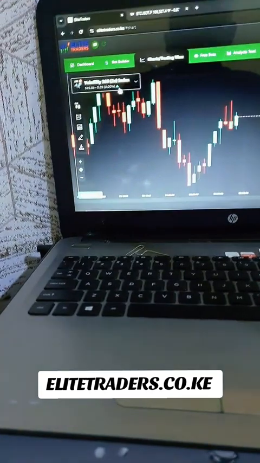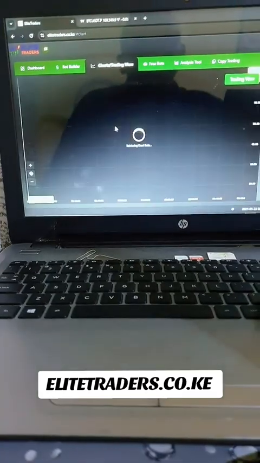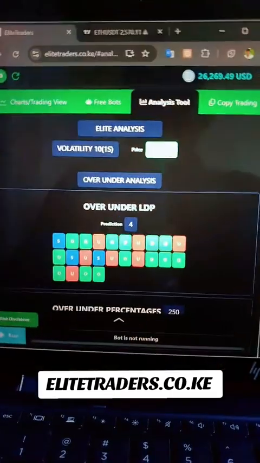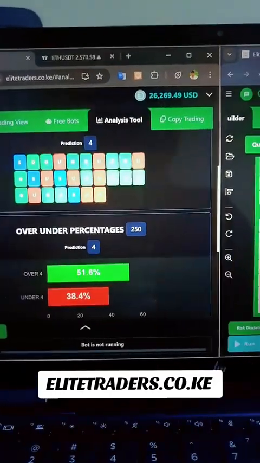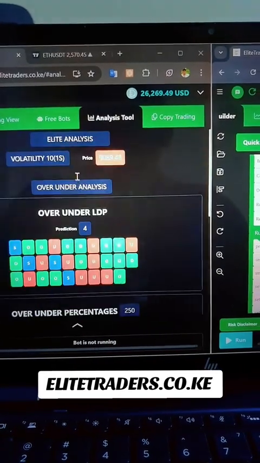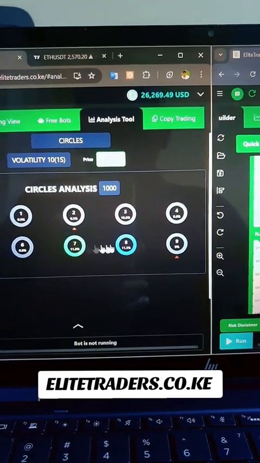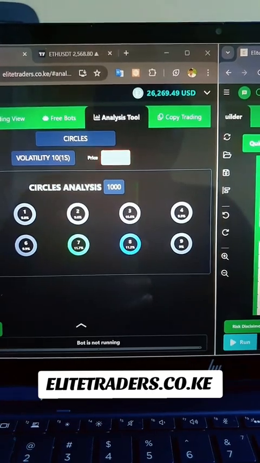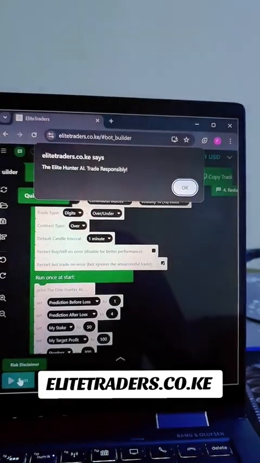Let me also set the specific volatility here and see how it is. The market should be on a consistent rise, and I can see the market is on the rise. If you check on the LDP, you can also see over market is also dominating. So something else that you also need to do, just go to the circles. You need to make sure the blue bar, green bar are on the upper side. Okay, and now I'll start executing my trades.